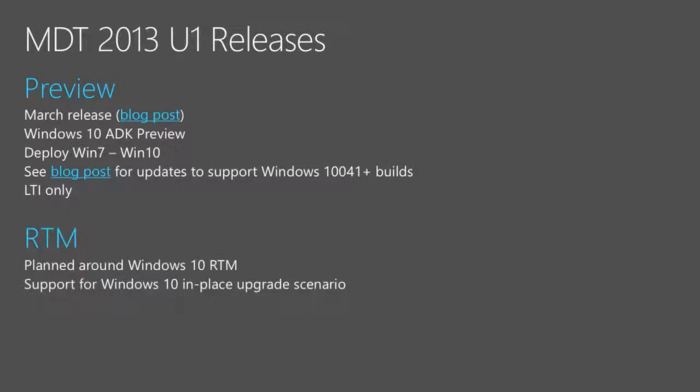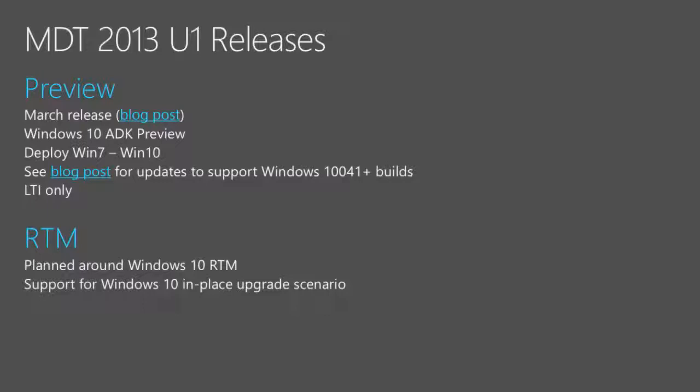And then for RTM, right now we're targeting around the same time as Windows 10 RTM. And at that time, we will also then add in support for the Windows 10 in-place upgrade scenario. We're working on that right now, and that will come in the RTM release. I don't have it on the slide, but we're also targeting another release later this year around the same time as the Config Manager vNext. We have a great dependency as well on Config Manager, and so we'll need to update our bits at that point as well.